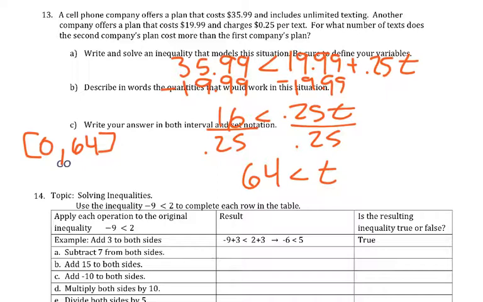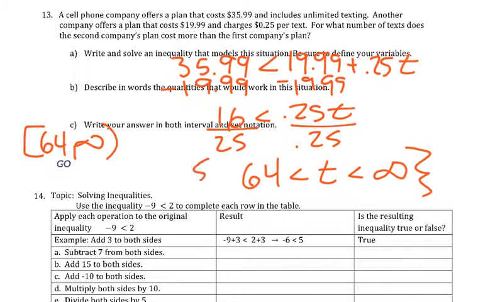Wait, no. Hold on. Did I mix myself up here? So 64 is less than t. So for what number of texts does the second company's plan cost more? Okay, it was costing more. We were right. We were good. So it would cost more from 64 to infinity. That's what I was doing wrong. So that's what we were looking for in our set notation.